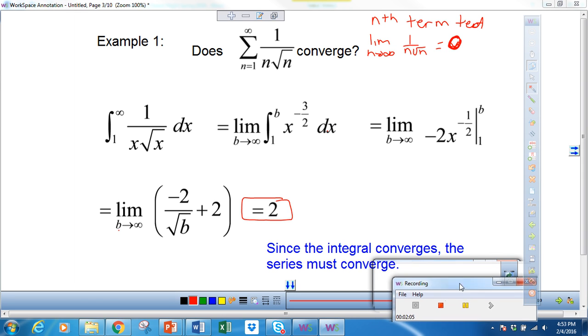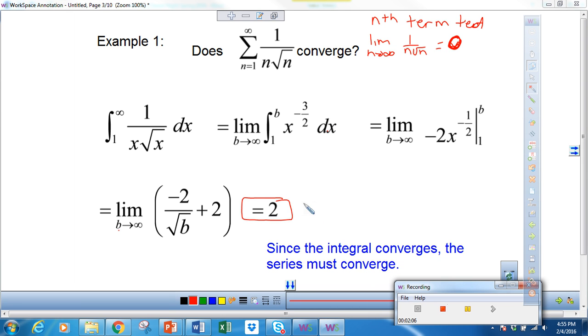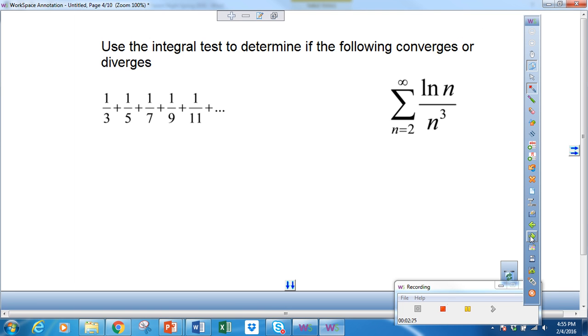Now, because this integral has a finite number, this means that the series converges, but not necessarily to 2. We just know that it converges, and that's really all that we care about, whether it converges or diverges. The only time you will be asked to find a sum is if it's geometric or telescopic.